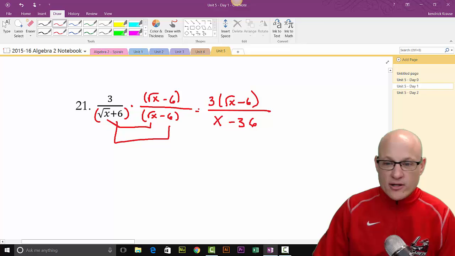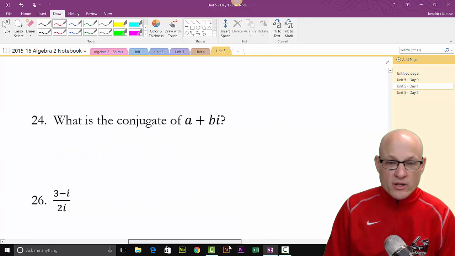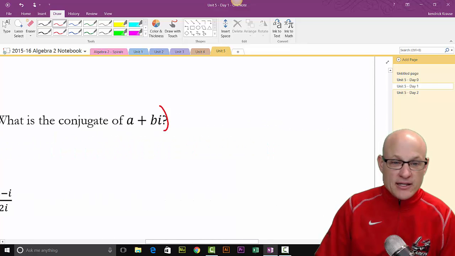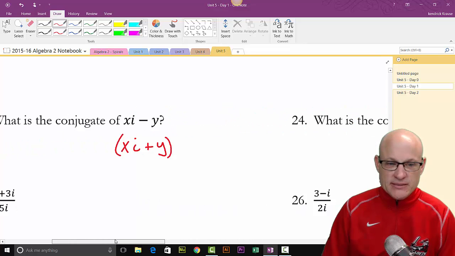Moving on down. Let's get to some imaginaries. What's the conjugate of this? Again, it's the exact same thing, but with a plus sign in the middle. Don't get fooled. What is the conjugate of a plus bi? This actually, I think, was a test question one, right? A minus bi. Pretty sneaky. All right.